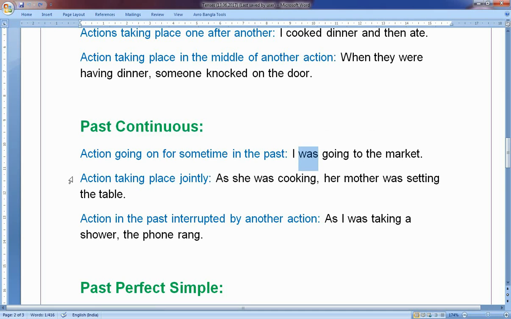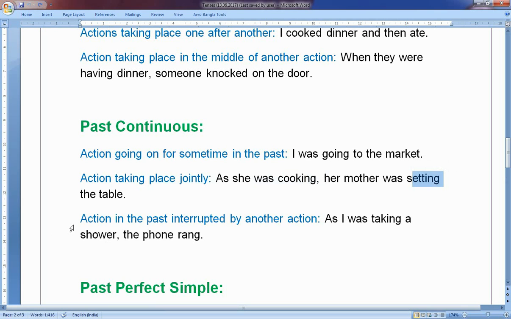Secondly, action taking place jointly, which means that two actions are occurring concurrently or side by side along with each other. In the example, I have written, as she was cooking, her mother was setting the table. This means that the cooking part and the setting part was taking place at the same time.